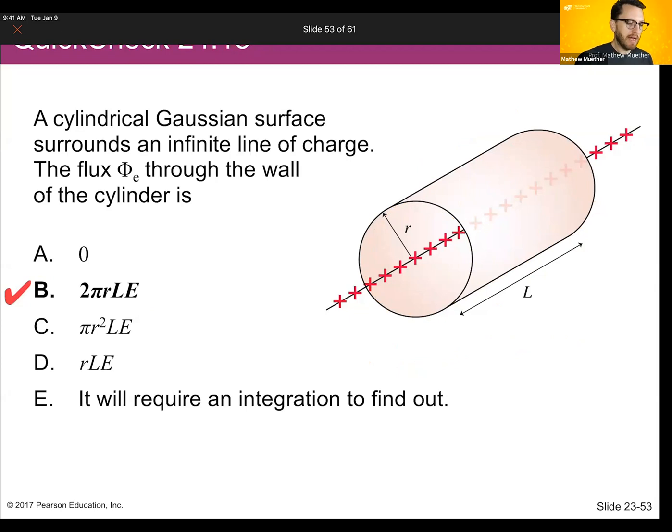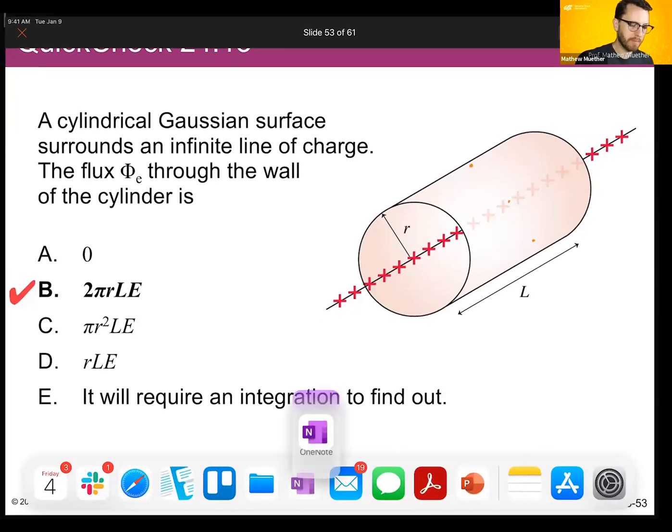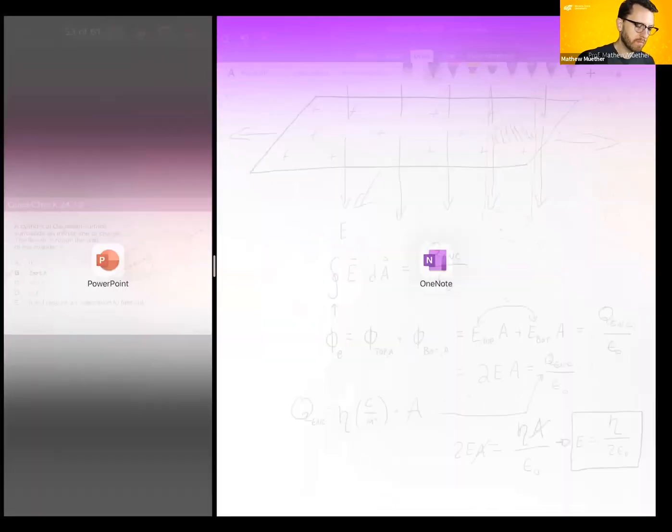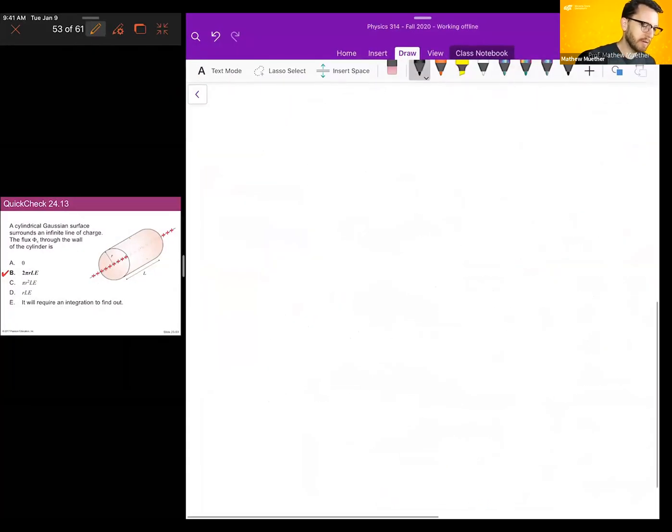So now here's the question. Can we calculate what the electric field, the strength of the electric field, is at this position, at that distance r? Let's see if we can do that. So let's bring back up the notebook, and let's try to calculate the strength of the electric field there.